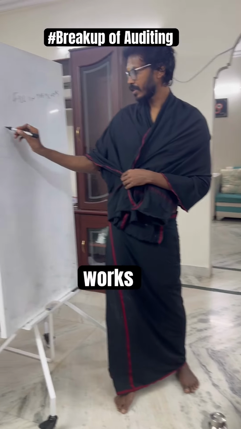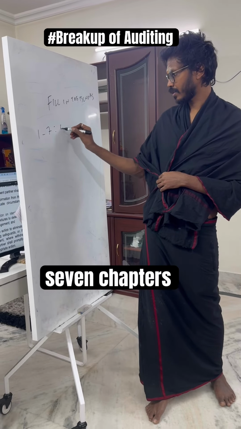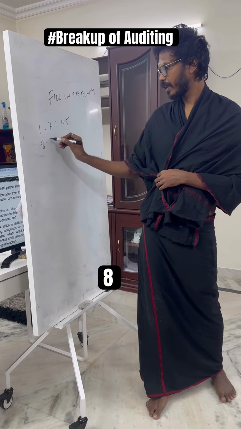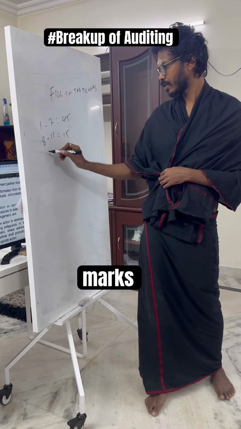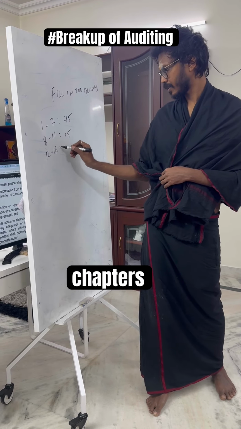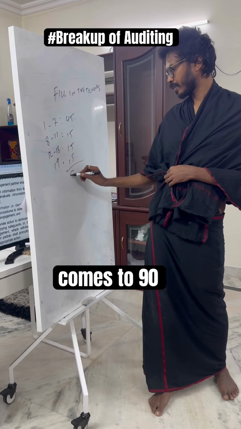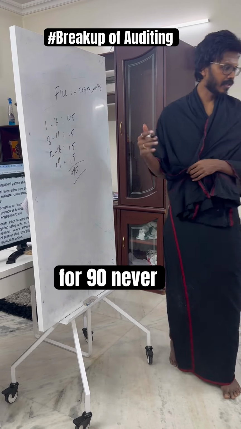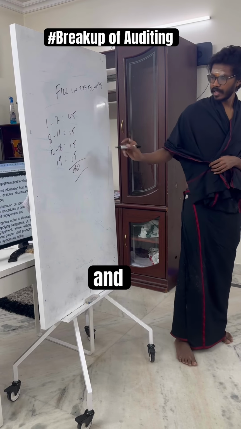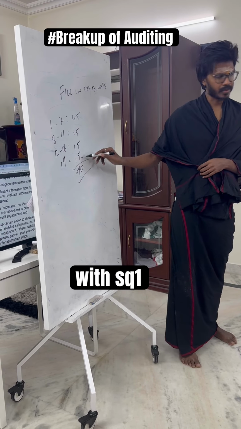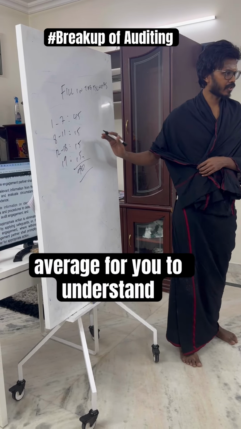If you look at how it works: chapters 1 to 7, 45 marks; chapters 8 to 11, 15 marks; chapters 12 to 18, 15 marks; chapter 19, 15 marks. Okay, this comes to 90, but only plan for 90, never more, because this will definitely happen. And sometimes it gets combined with SQC1, so this is a decent average for you to understand.